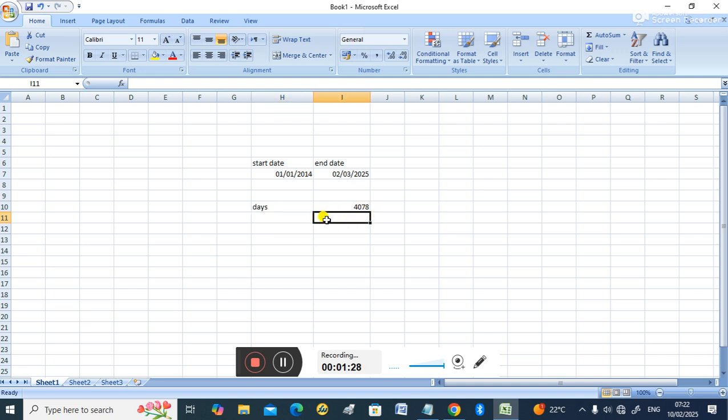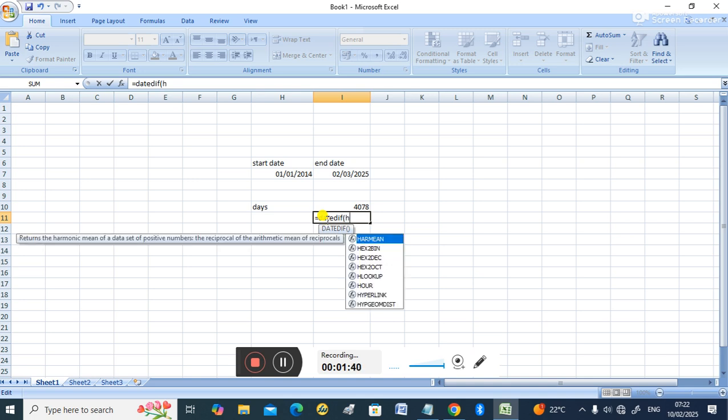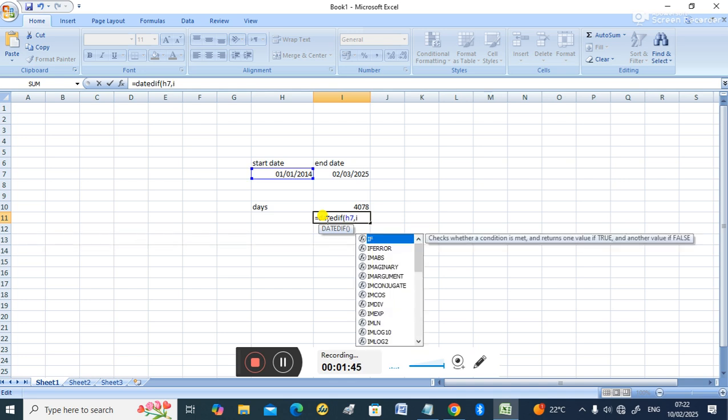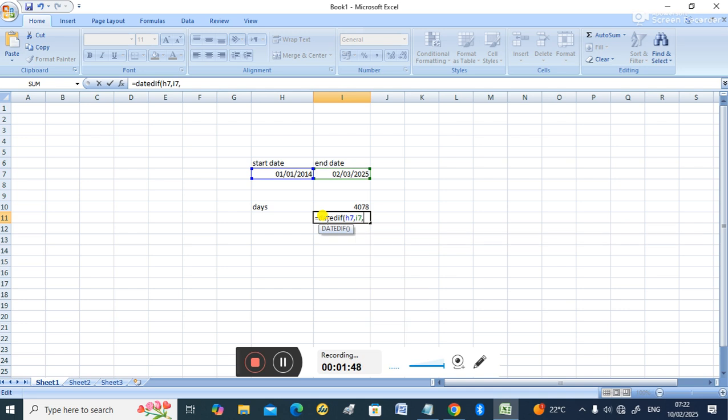But we can also write the formula as follows. We could write equal to DATEDIF, start date is H7, end date is I7, comma, then in quotes we specify days. So DATEDIF H7, the start date, I7, the ending date, and specify this number in days. If I press enter, the system gives me the same amount. So these two formulas are basically the same.